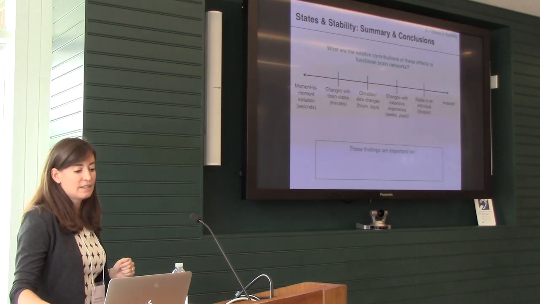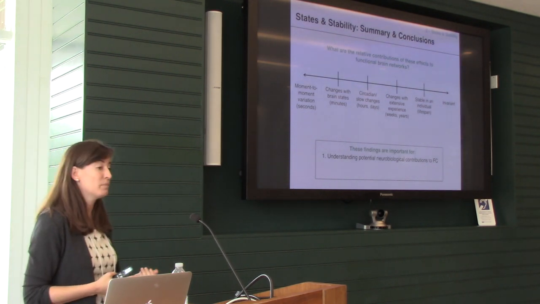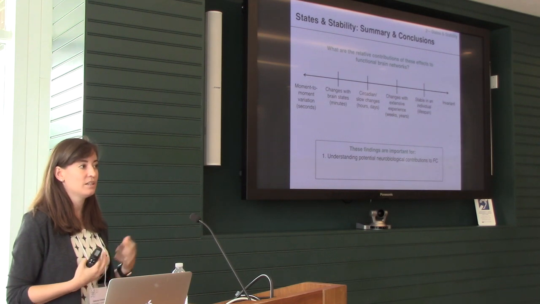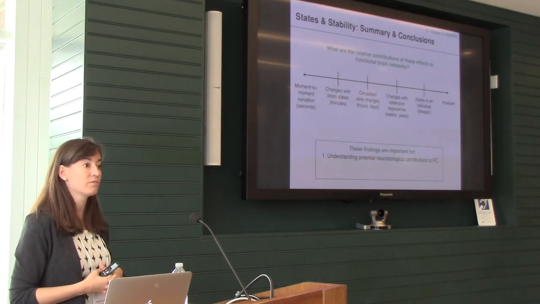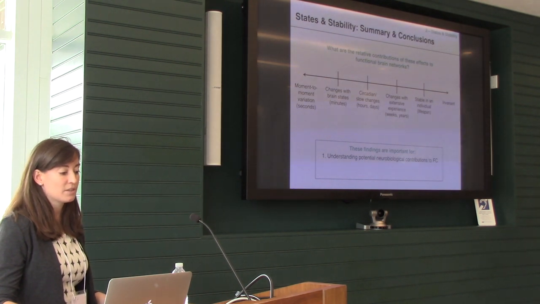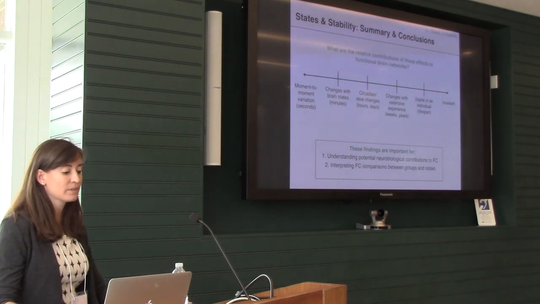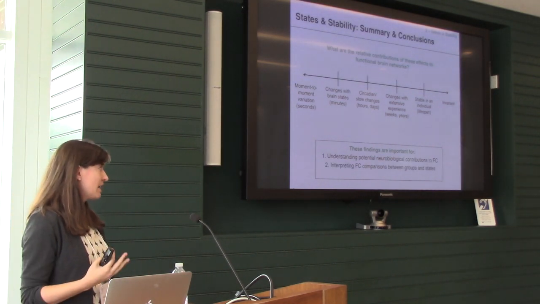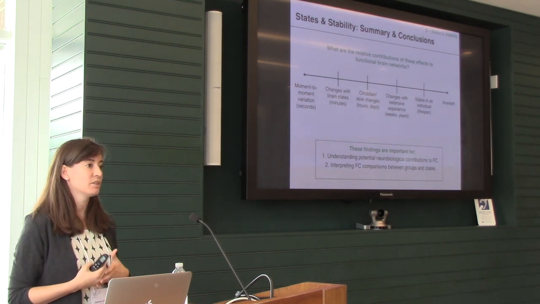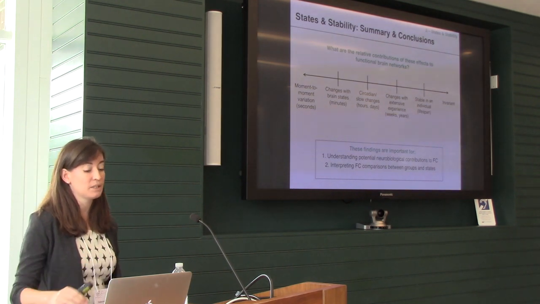I hope you'll think that these findings are important, both for understanding the potential neurobiological contributions of functional connectivity, suggesting that much of what we call resting state functional connectivity is really stable measures that don't change substantially over time, but that there are these moderate level task state effects that ride on top of that. And I think this may help to interpret functional connectivity comparisons between different groups and different states, depending in particular on where these effects may be localized in the brain.